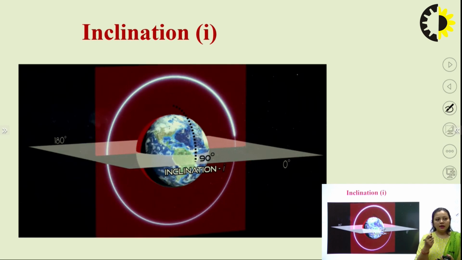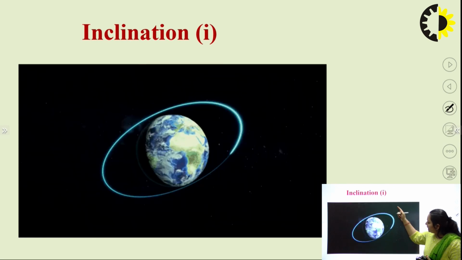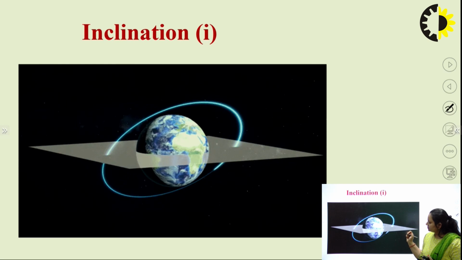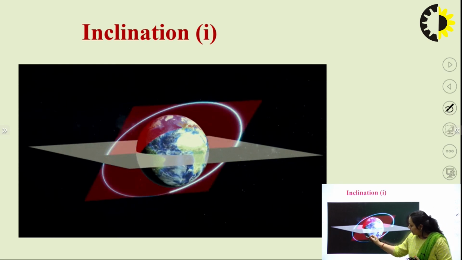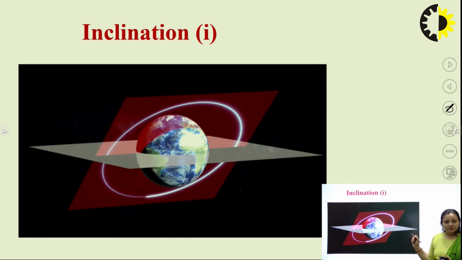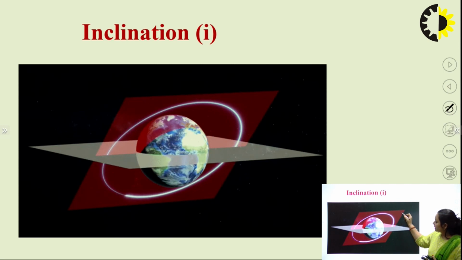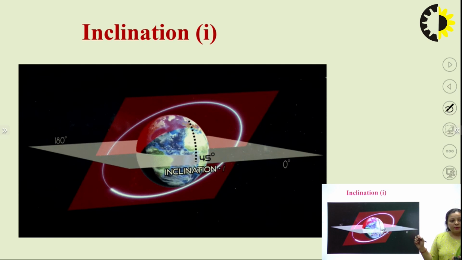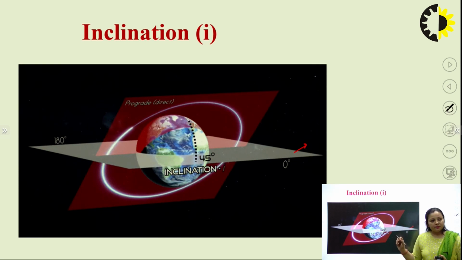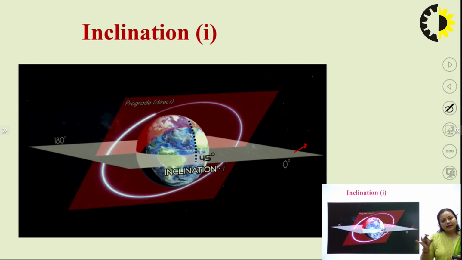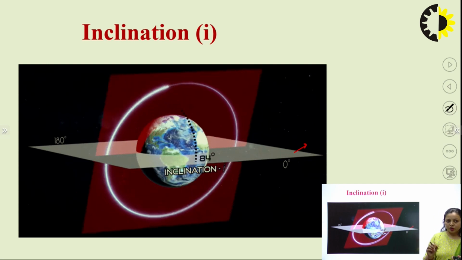prograde. See again, now see, this is the satellite, it moves in an orbit and it is in the same direction. The red color is indicating the orbit of the satellite. This is my equatorial plane. So because it is moving in the same direction, we call it a prograde orbit.